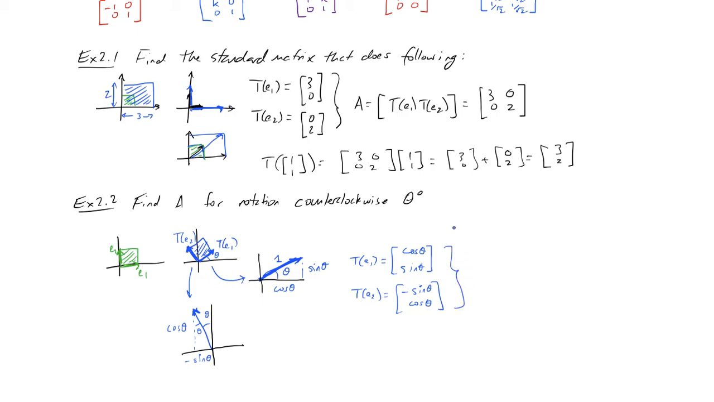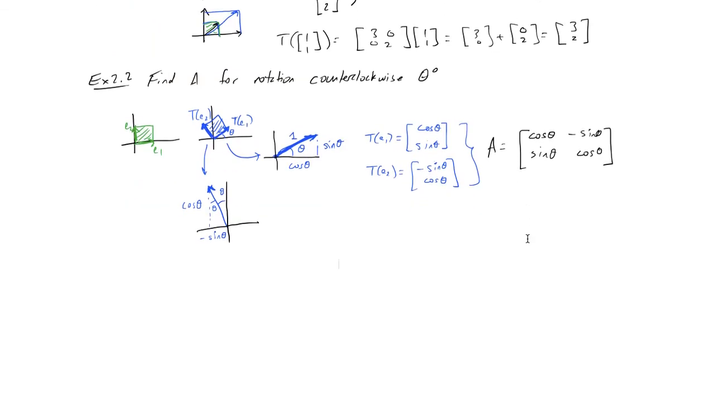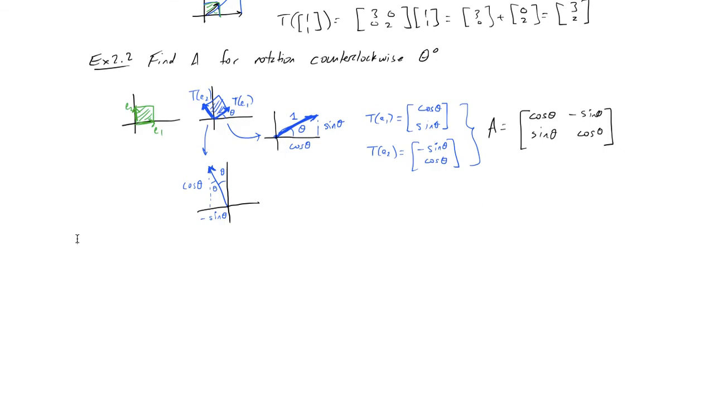And we combine those two facts to find our A. So our A is going to be cosine theta, sine theta, negative sine theta, cosine theta. And that is our standard matrix for rotating theta degrees. This matrix comes in quite often in computer graphics, stuff like that, where we're rotating a bunch of things and seeing what happens. Okay, so let's continue on with another example.